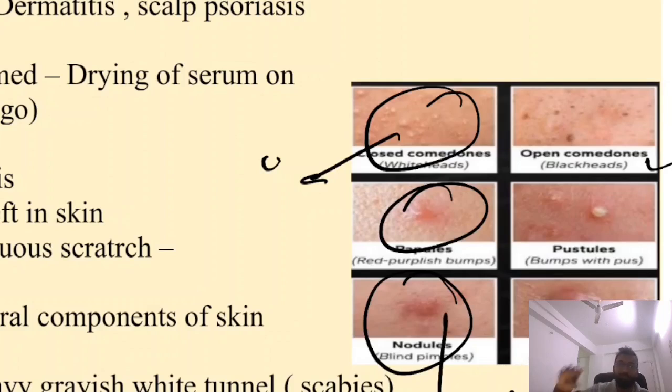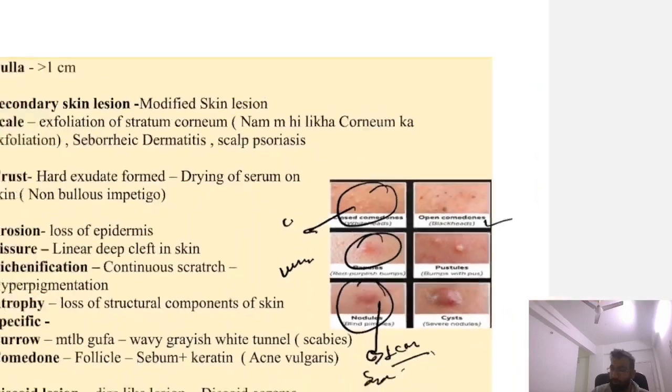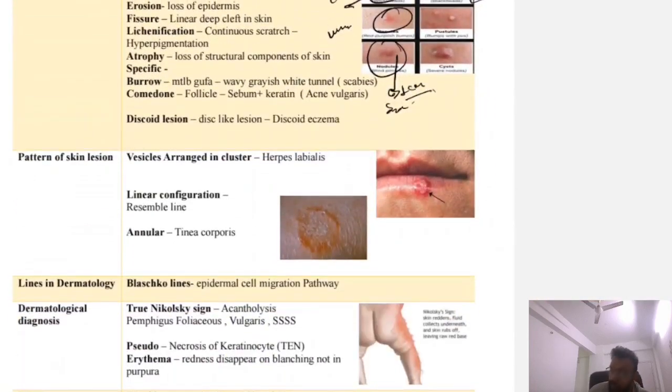So obviously papule and pustule, if we touch them, they are solid lesions, and vesicle has a fluid filled lesion, and bulla also. Okay, so now we have understood about the skin lesion.